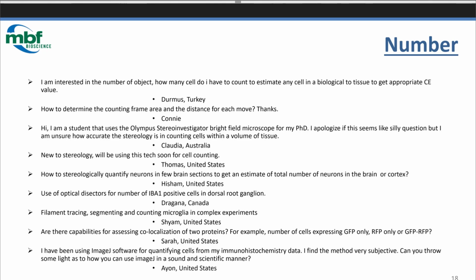So I'm going to pause right here for questions about precision. Any questions about how many cells to count, how to know how many cells to count, how to know how big to make your dissector, how far apart to space them, how many sections.